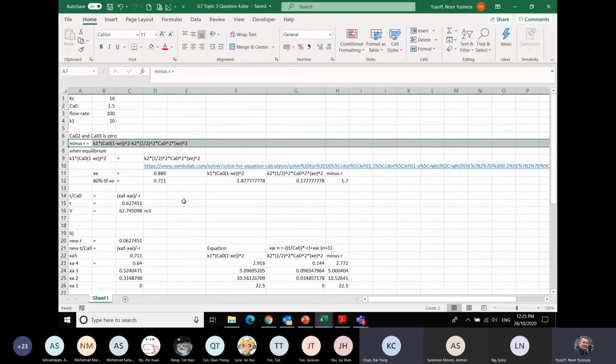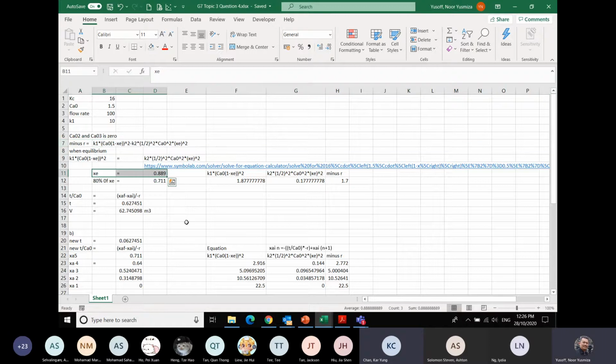Okay, so can you proceed? When at equilibrium, we can find out XE, the equilibrium conversion, and the value is 0.889.